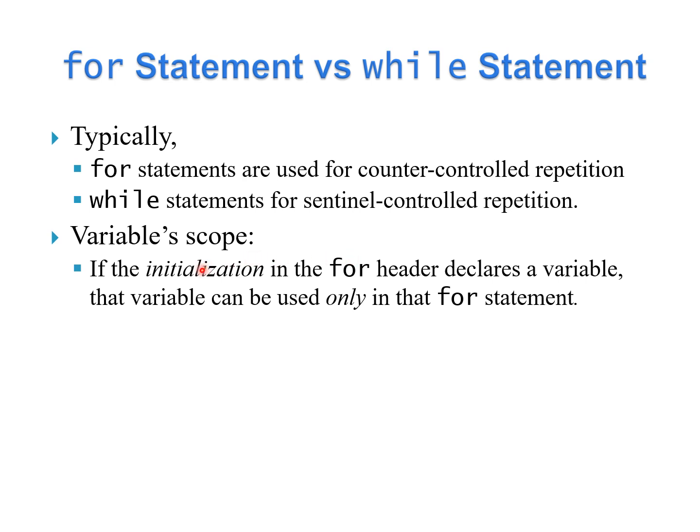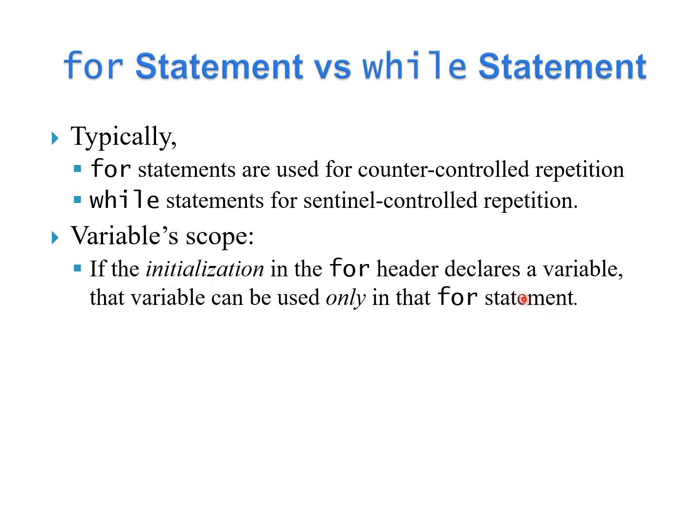That difference lies in the scopes of the control variables. In particular, if the initialization in the for header declares a variable, that variable can only be used within that for statement. In other words, the scope of that control variable is within the for statement only.